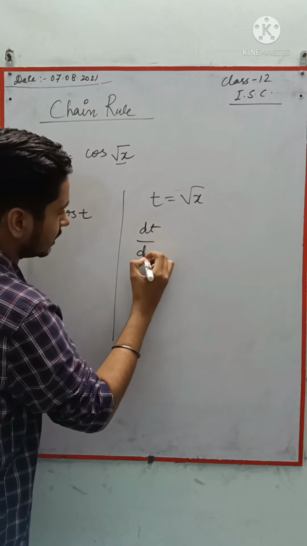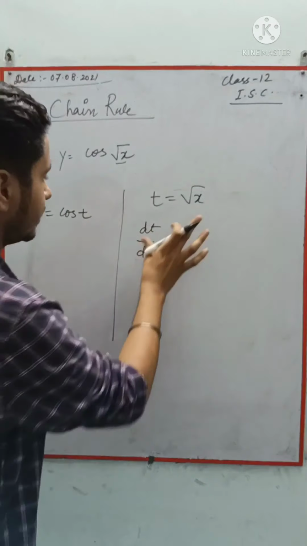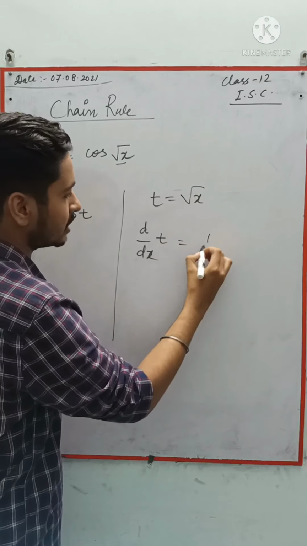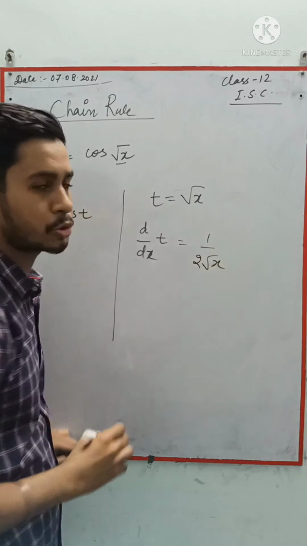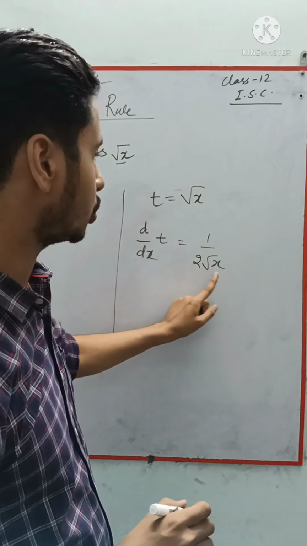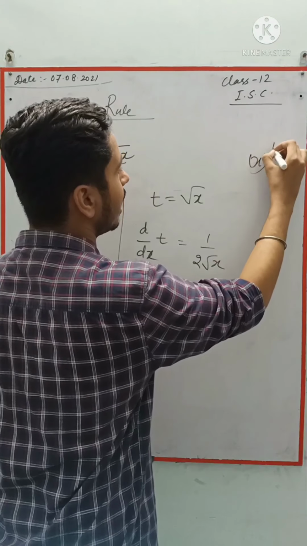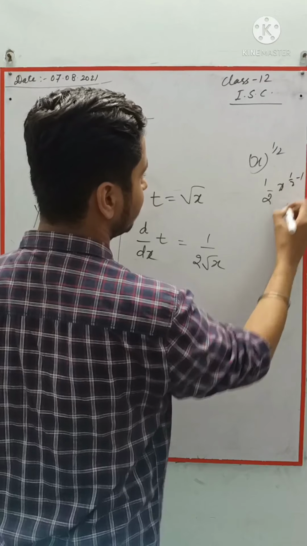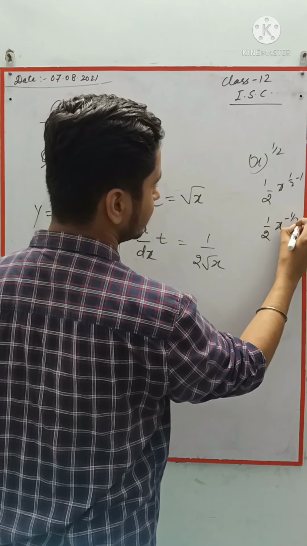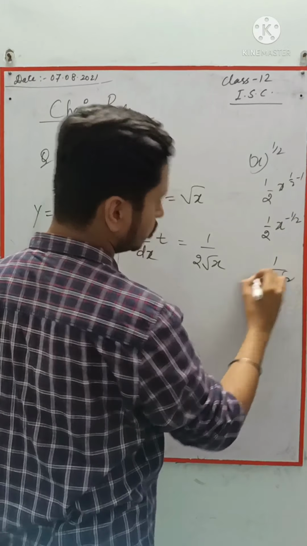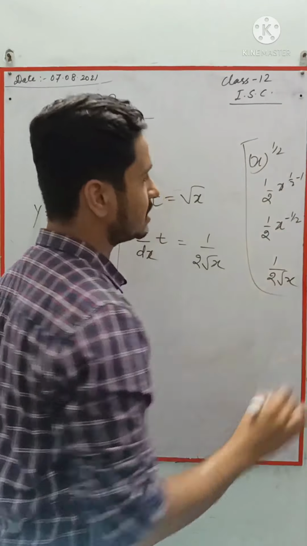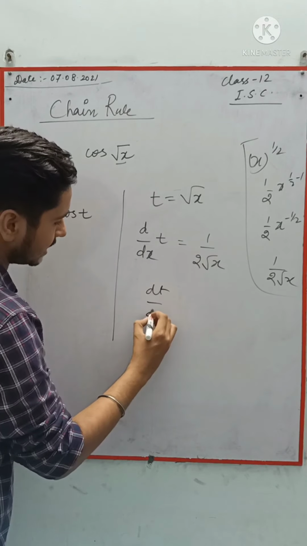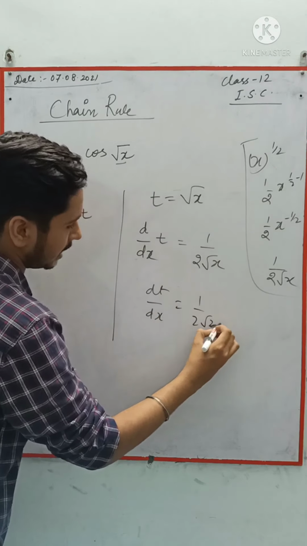dt/dx, the differentiation of t with respect to x. What will it be? 1 upon 2 root x, because the differentiation of root x is 1 upon 2 root x. How? x to the power half, use the x to the power n identity: half x to the power half minus 1, so half x to the power minus half, take this down, so 2 root x. So we got dt/dx as 1 upon 2 root x.